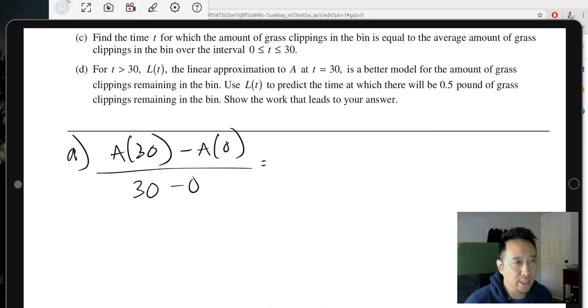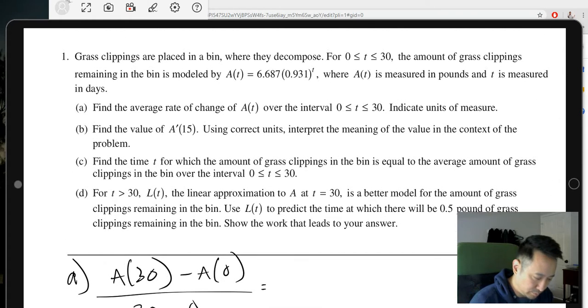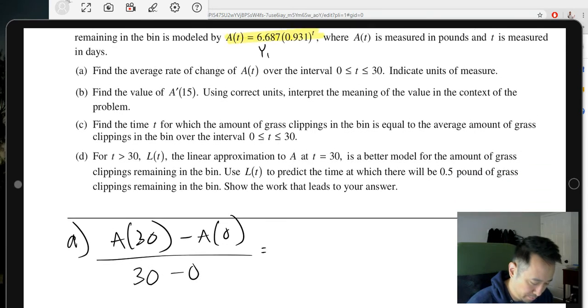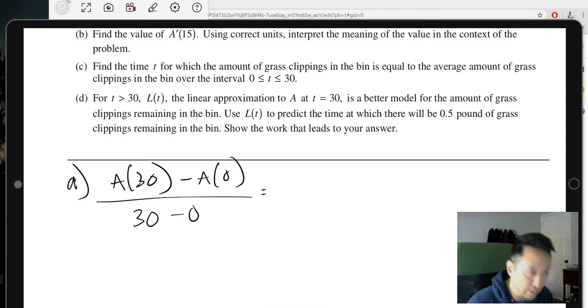You probably need to set your first equation, A of t, in your calculator. I would do that first. This would be like your y1. You can do it as y2 if you want. I probably use it as y1 because I'm probably going to use it again over and over in the problem. And then using the calculator, you're going to get negative 0.197, and this would be pounds per day.